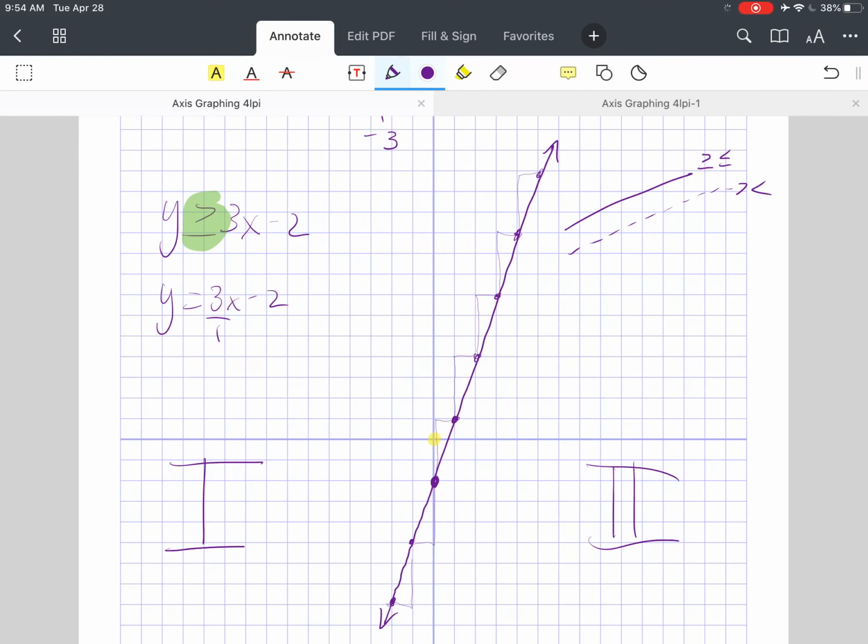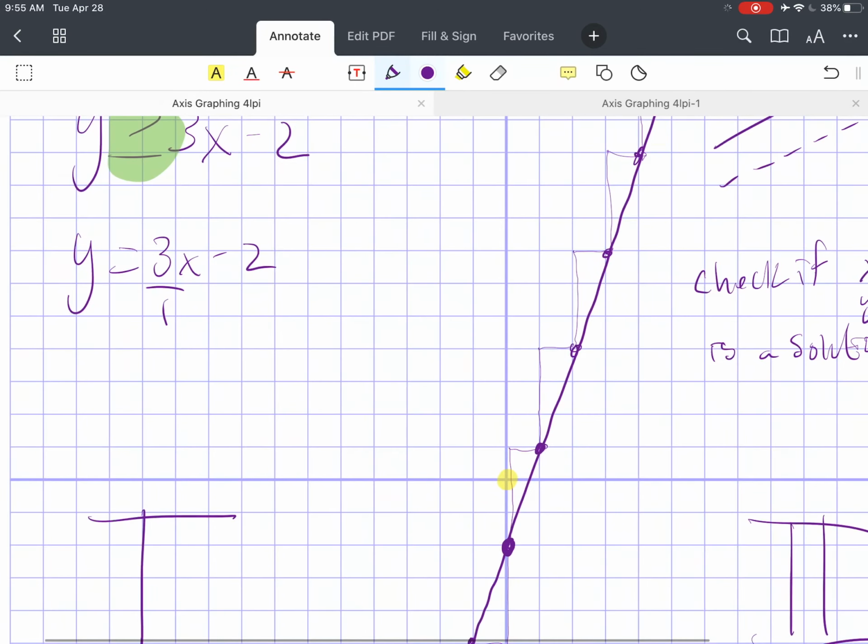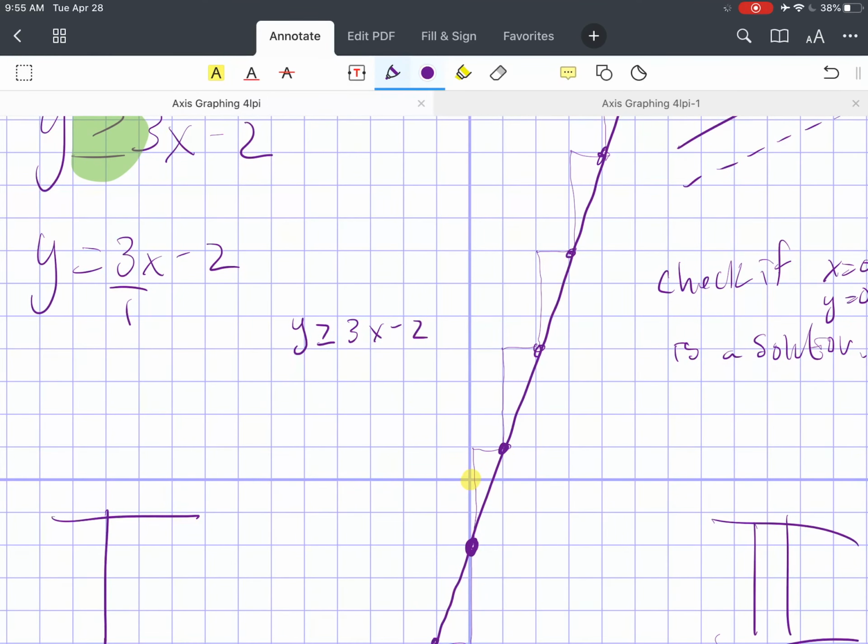The point I always recommend, if possible, is the origin. It's so easy to plug in 0, 0 as your x and your y. So we're going to check if x equals 0, y equals 0 is a solution. Okay? So we're going to grab our inequality. Let me zoom in on this side so we have something to write on. y is greater than or equal to 3x minus 2. And all you're going to do is plug in 0, 0.